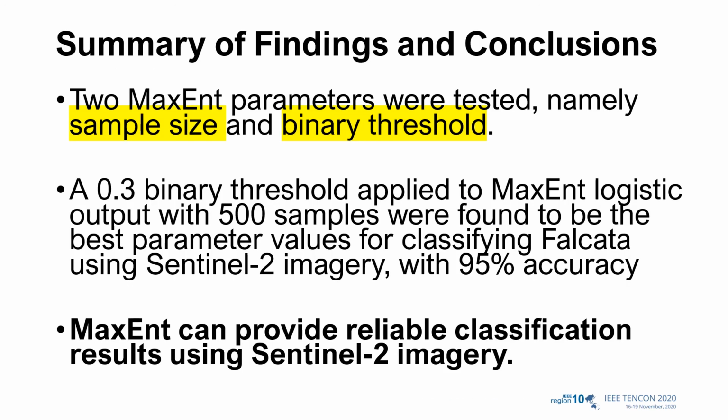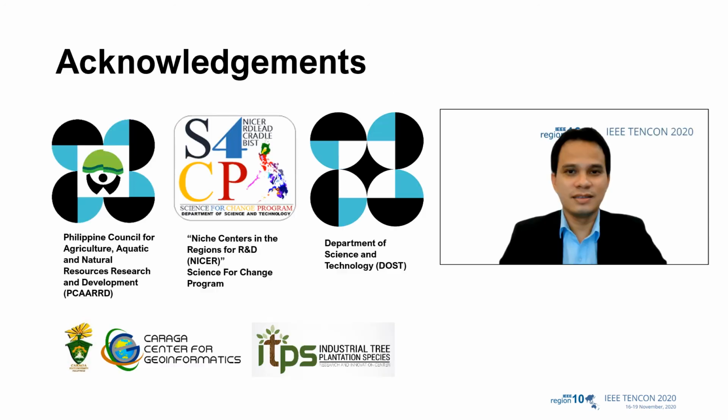In conclusion, the study successfully evaluated the maximum entropy approach to one-class classification for mapping Falcata plantations in Sentinel-2 imagery. Our results show that indeed, MaxEnt can provide reliable classification results. And that ends my presentation.